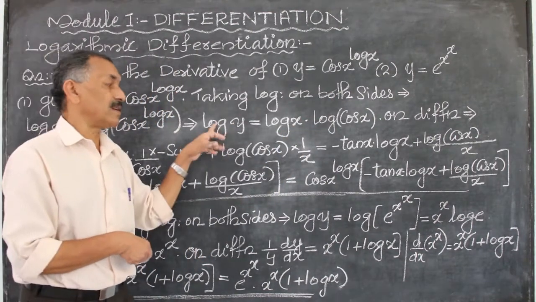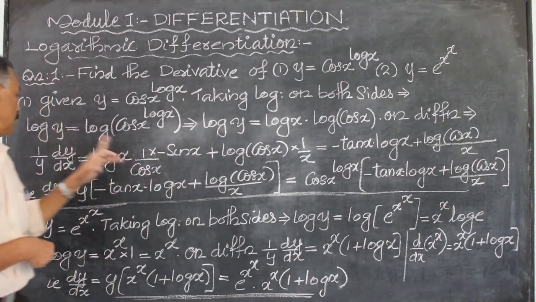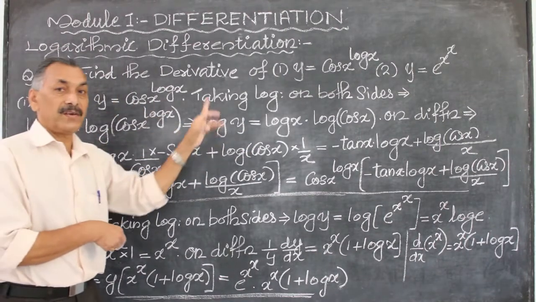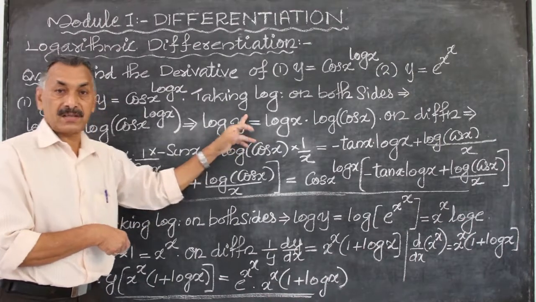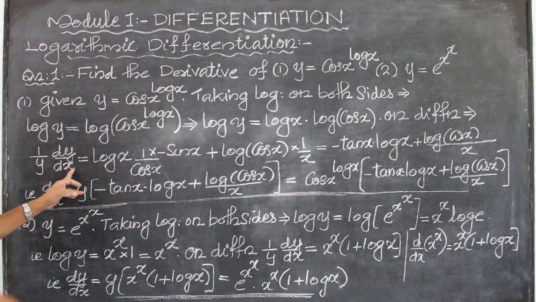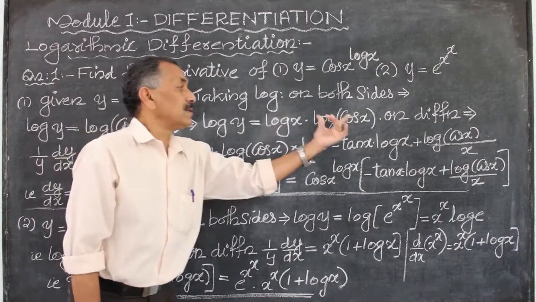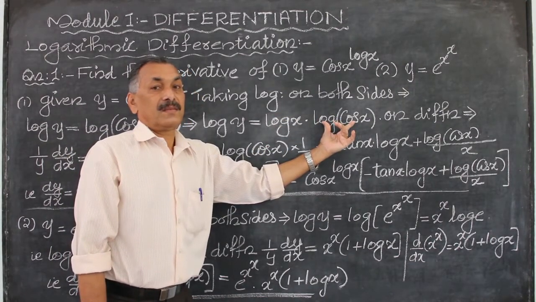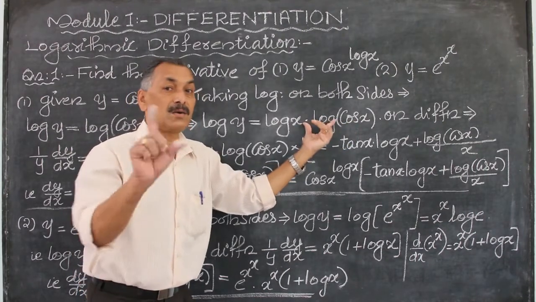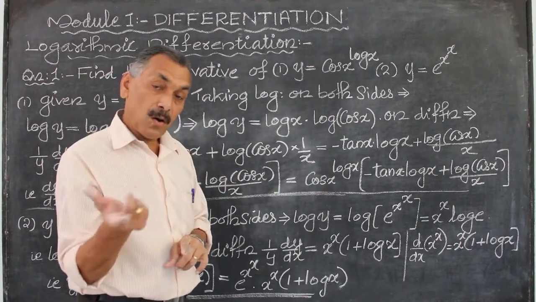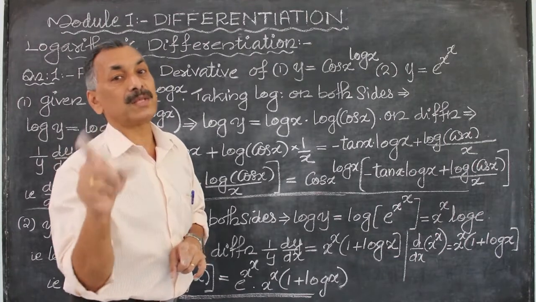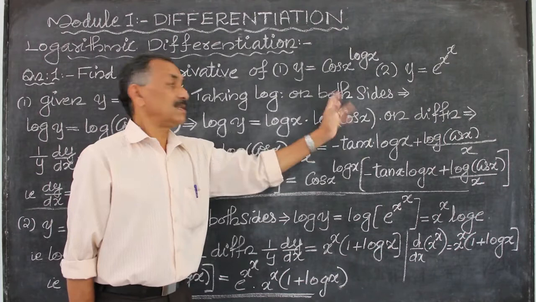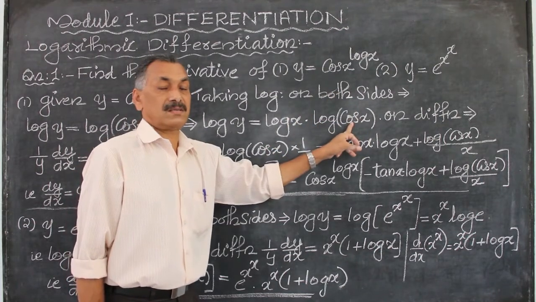Differentiating both sides, the derivative of log y is 1 by y into dy by dx. Log u derivative is 1 by u into du by dx. So 1 by y into dy by dx is equal to the derivative of log x into log of cos x. Log a into log b is not equal to log a plus log b. Log of a into b is equal to log a plus log b. Here it is log x into log cos x. This is not equal to log x plus log cos x.